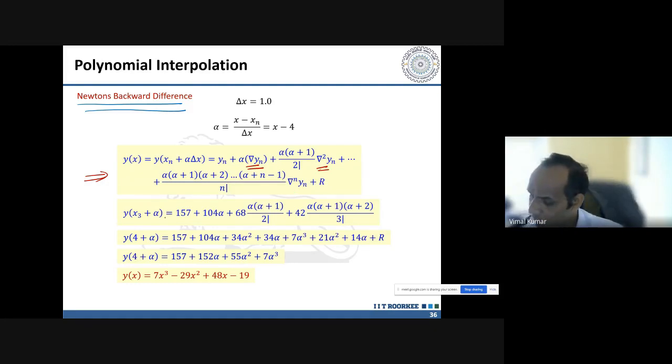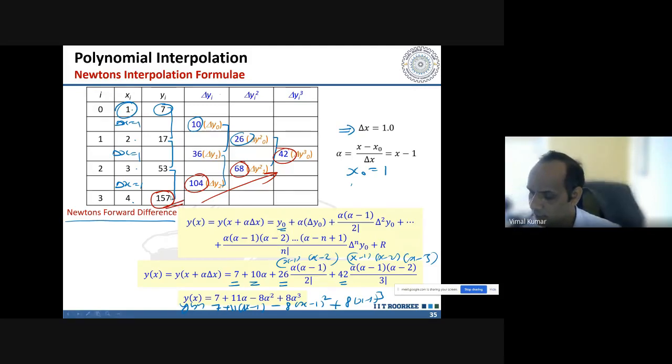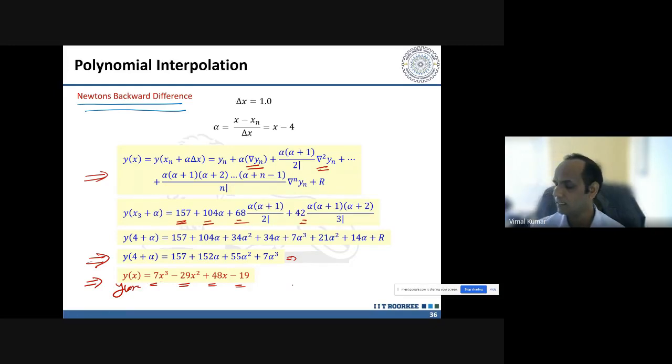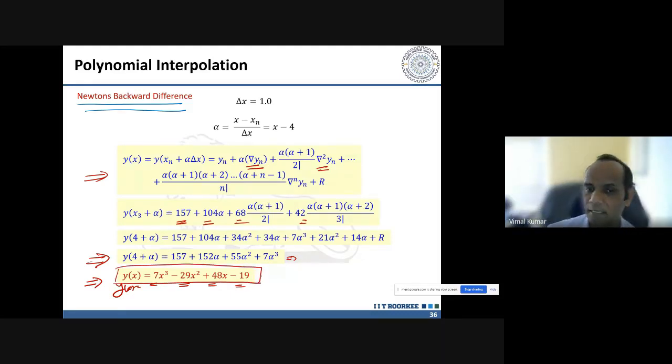After putting in all the values, yn is 157, delta yn is 104, and then 68 and 42, all those values, and then alpha. After solving this expression in the form of alpha, in the form of x we obtain 7x cubed minus 29x squared plus 48x minus 90. So y of x is equal to this expression. This one is from the backward difference, and that one was from the forward difference. We can put in whatever values we want between x equal to 1 and 4, and we'll get the value of y. So this is the polynomial we develop for the available data points.